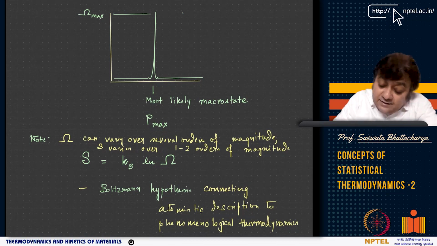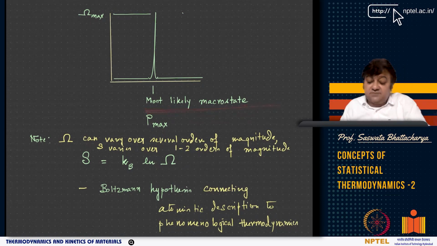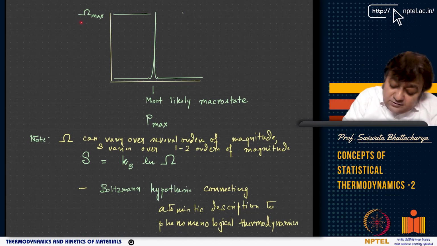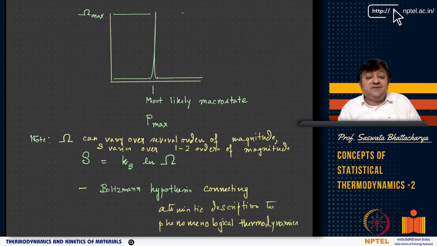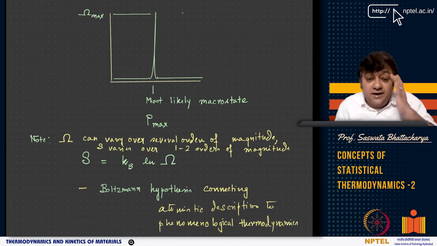So again, I have drawn the same curve. As you can see, omega max peaks here where it is the most likely macrostate. The most likely macrostate is the one where you have the maximum number of microstates, omega being the number of microstates. So when you have omega max, the probability of finding the other ones is so low compared to this one, when the number of particles and number of available sites are all very large, right?